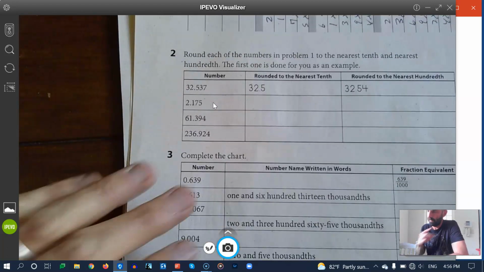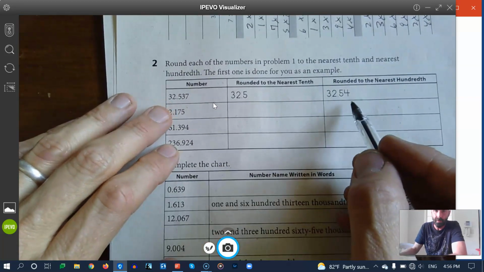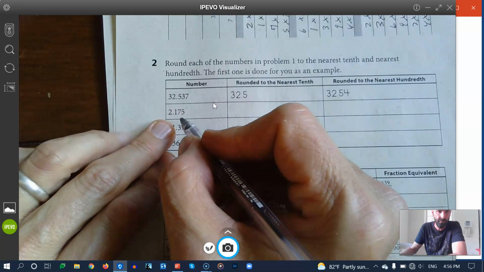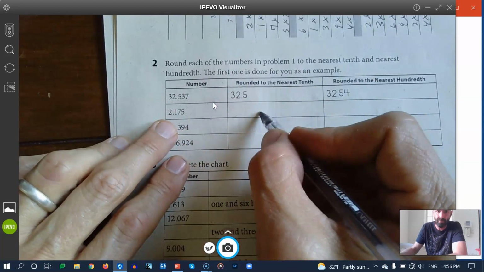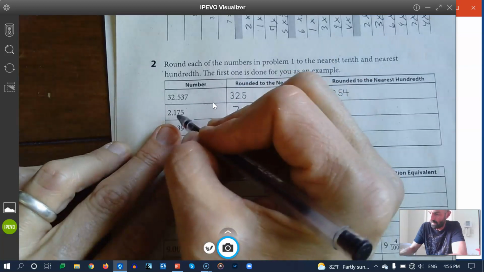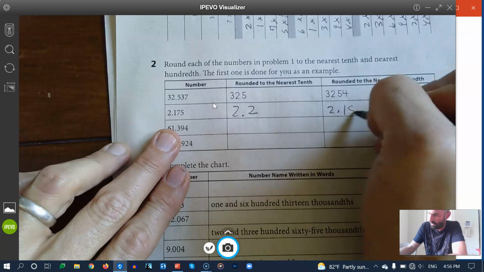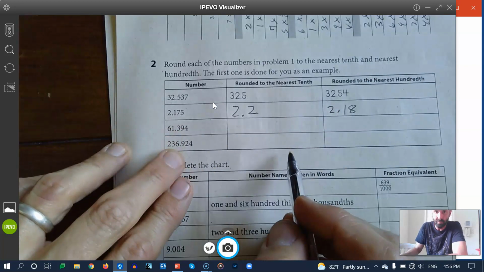All right. Now we're going to round. So we have the number, round to the nearest tenth, round to the nearest hundredth. We have 2 and 175 thousandths to the nearest tenth. So that's 2 and 2/10, because that 7 makes us round up. To the nearest hundredth is 2 and 18/100, because that 5 makes us round up.